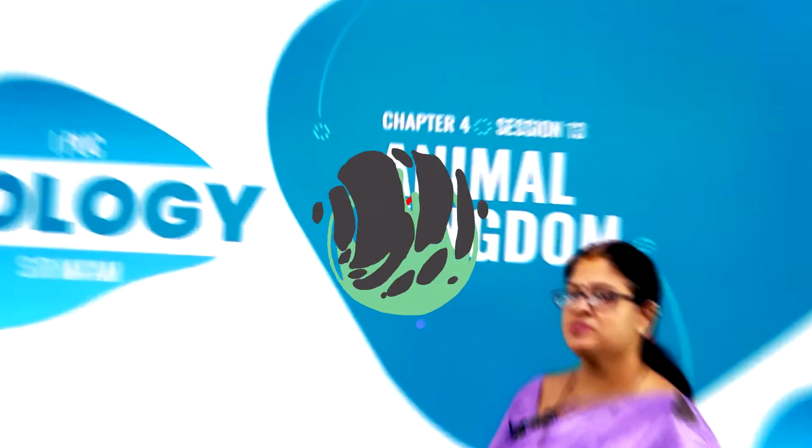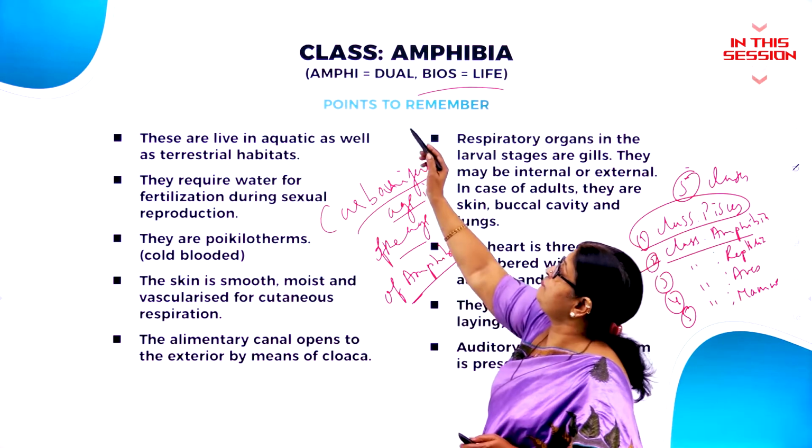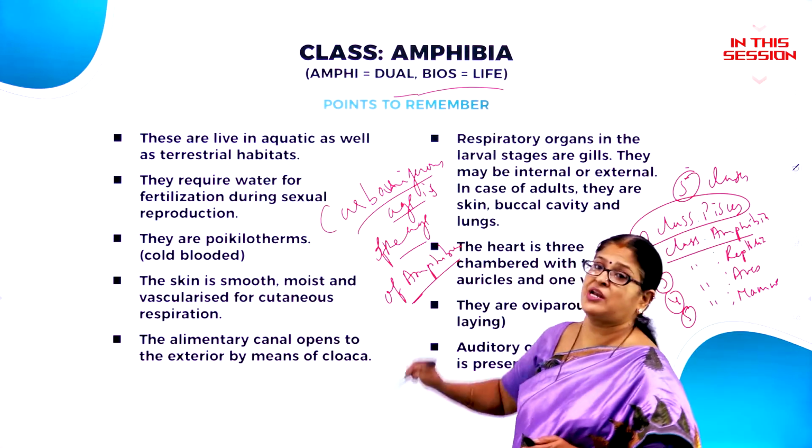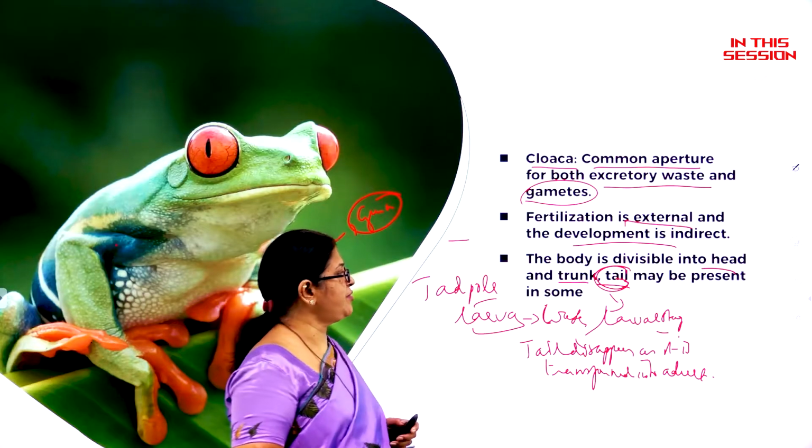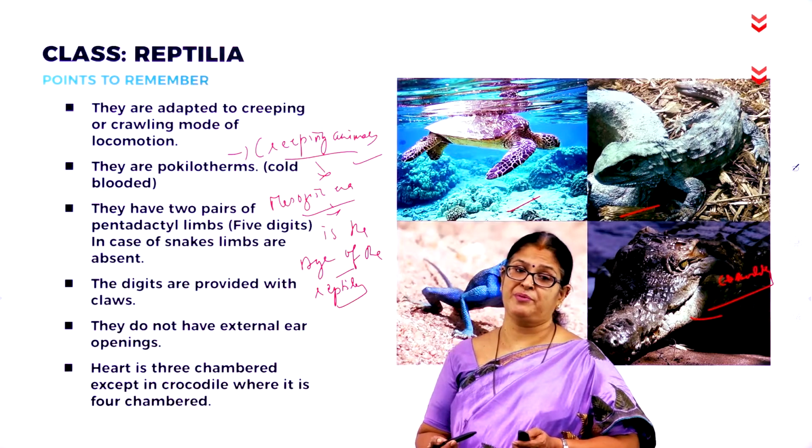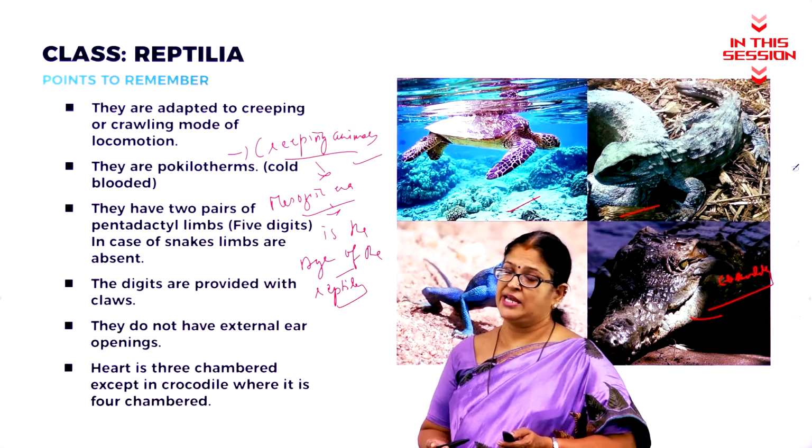Hello dear students, double life, dual life. Amphi means what? Dual. Bios means what? Life. So once it is transformed into an adult, we don't find the constant reading will definitely help you to remember all these points along with the example.